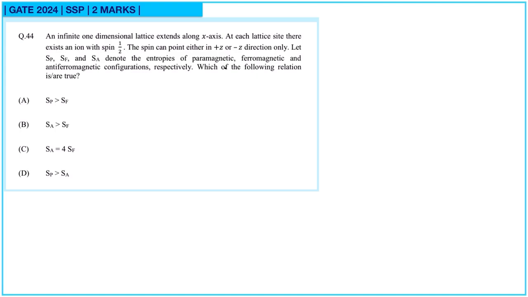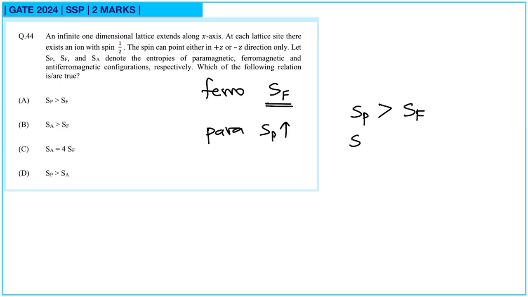Now among para, ferro and antiferro materials, ferro is most ordered, so it will have the lowest entropy. So lowest will be of ferro and highest will be of paramagnetic material. That means we can say entropy of paramagnetic material is greater than entropy of ferromagnetic material, and entropy of paramagnetic material is greater than entropy of antiferromagnetic material. So these two options are correct.